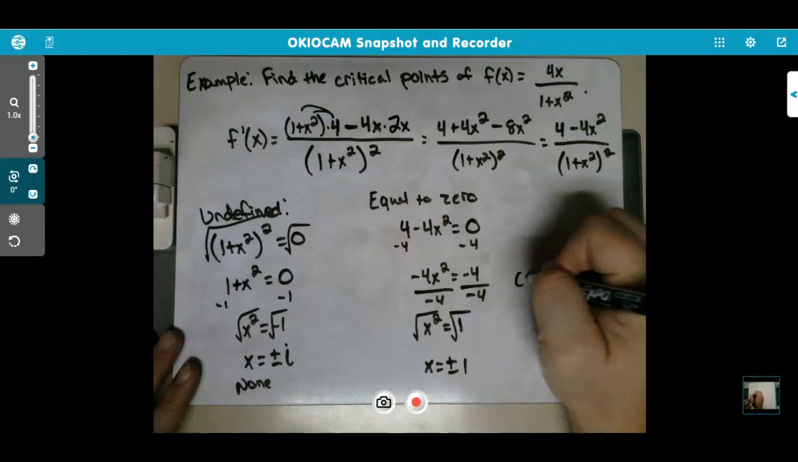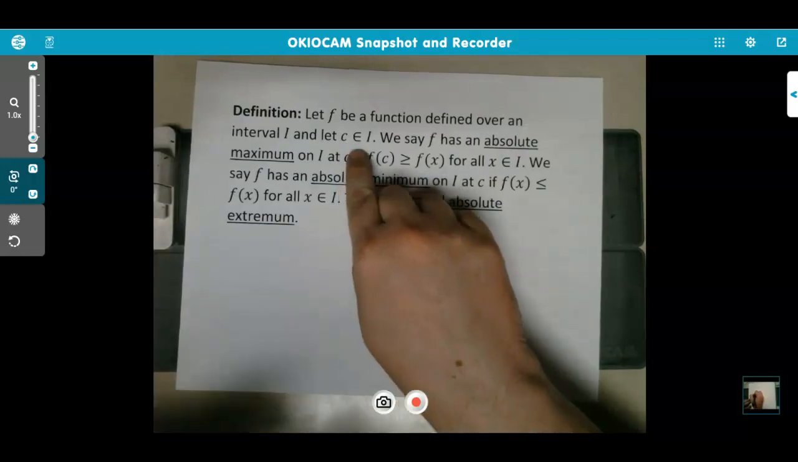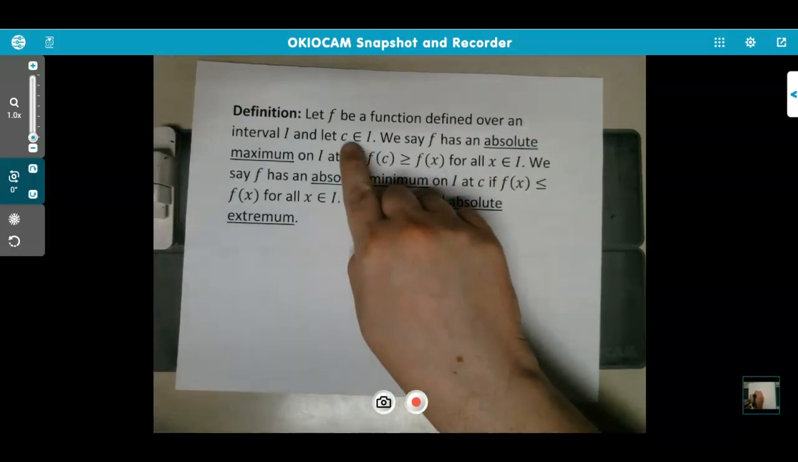So now that we know how to actually find what the critical points are, let's see how I might use them. To do that, we have some words I need to define, but the definitions are really long, so instead of trying to write them out, I have typed them. All right, this first one right here, let f be a function defined over an interval I, and let C be within I. That's what this means. It just means C is within that I.